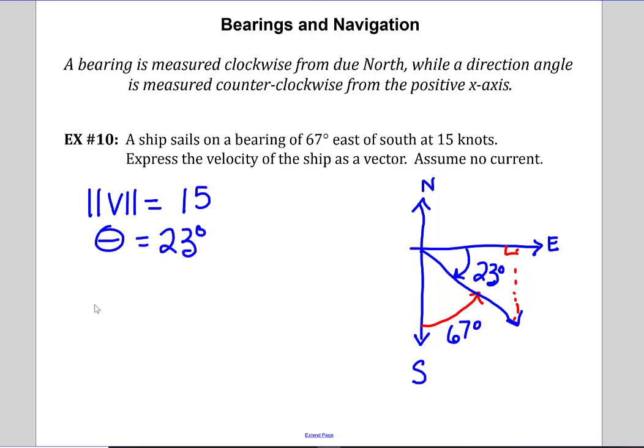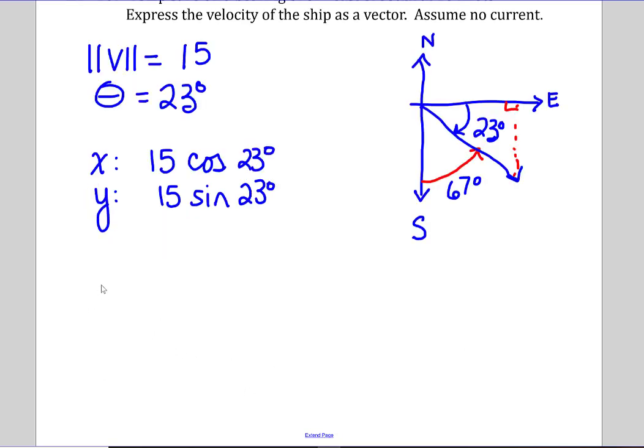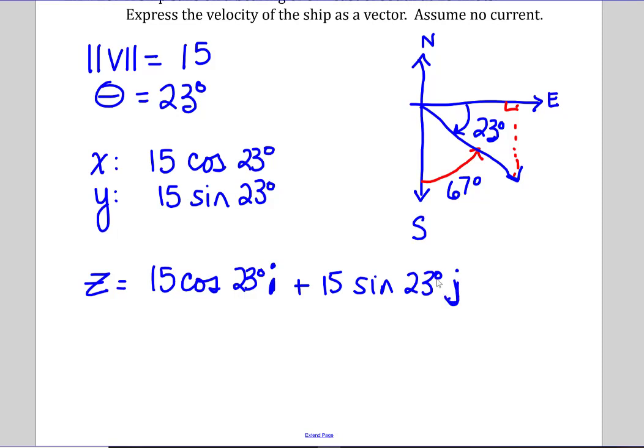So that means together we have an x component that is 15 cosine 23, and we have a y component that's 15 sine 23. If you put that together as a vector, we can call that z. Then 15 cosine 23 in the i direction and 15 sine 23 in the j direction can be rewritten in linear combination using our calculator.